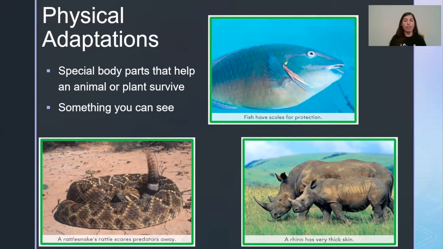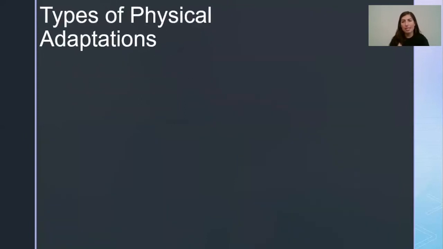It has very thick skin, which helps it survive. It doesn't let predators eat it very easily because that skin is so thick that it helps protect those rhinos. So there are two specific types of physical adaptations that we learned about. And they talked about one of them in the video we watched. And I'm sure as soon as I say the other one, you'll know exactly what it is.